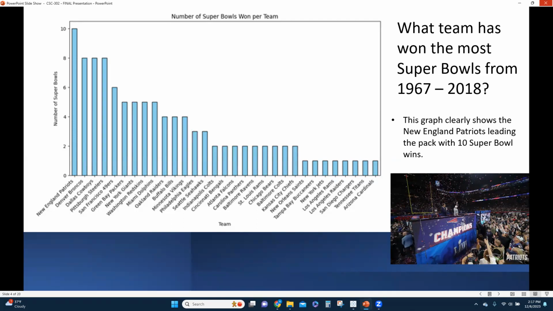And then you can see some other teams that have tied for 5, 4, 3, and 2, and then 1. So it looks like more than half of the teams have only won 1 or 2 Super Bowls, and the rest have actually been pretty impressive, winning more than 2.